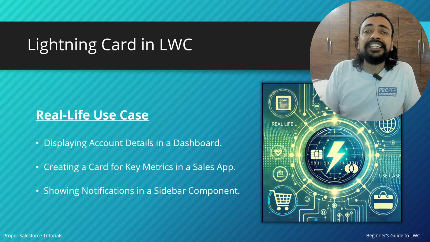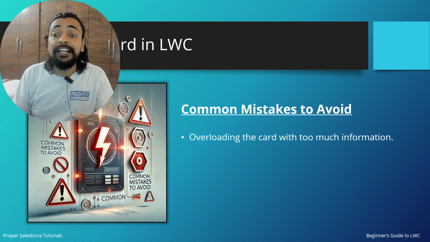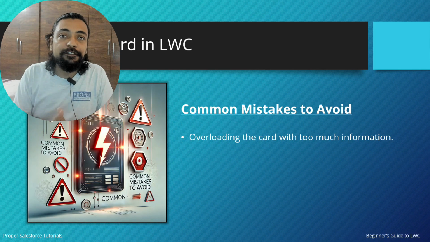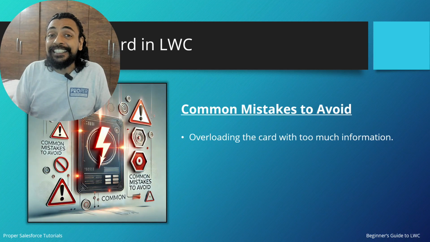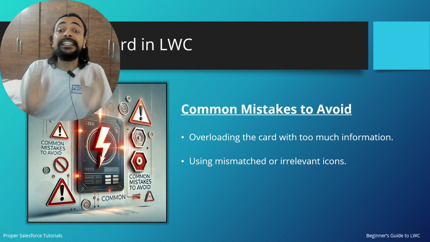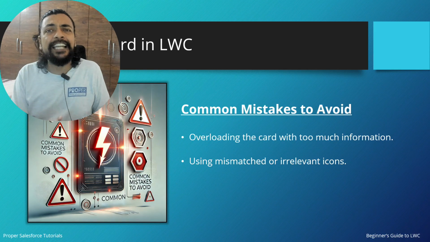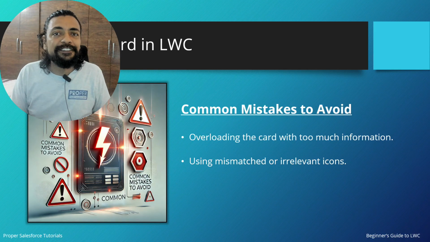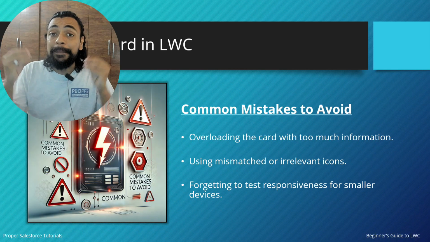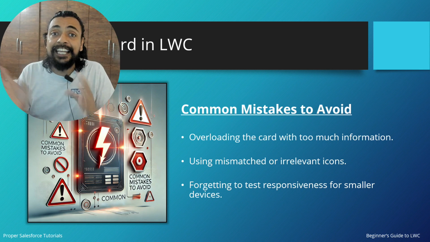Now I'm telling you some of the examples that you can use in real life, and some common mistakes to avoid. First of all, overloading the card with too much information is really a bad option. Don't include too much information in one single lightning card, otherwise the lightning card will not solve the purpose for which it was invented. Using mismatched or irrelevant icons: if you are using icons on a lightning card, use relevant icons over there. Don't just use any specific icon. And forgetting to test responsiveness for smaller devices. So make sure to check whether this lightning card is responsive enough for smaller devices like tablets or mobile phones.